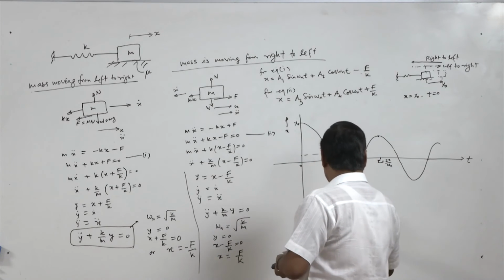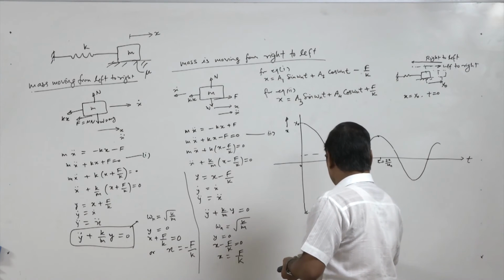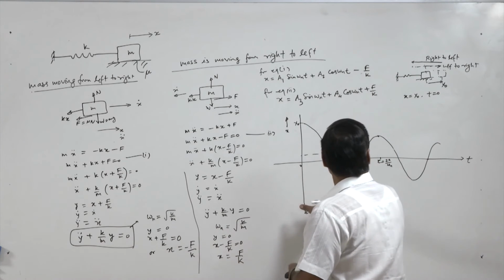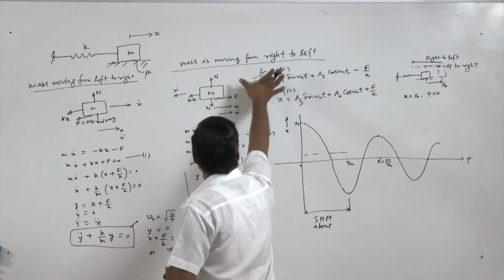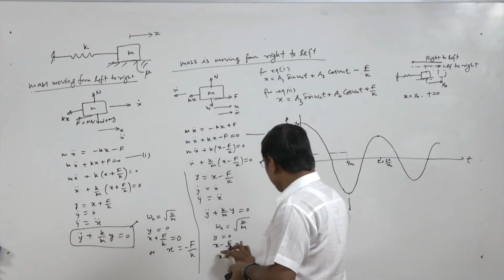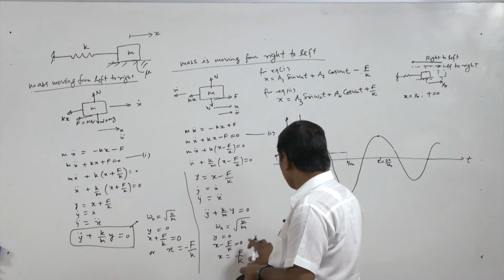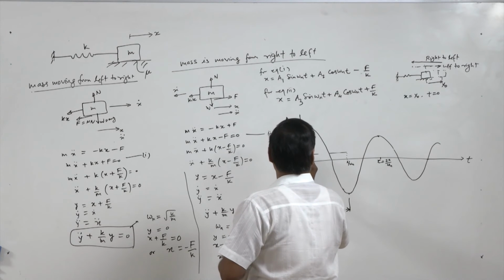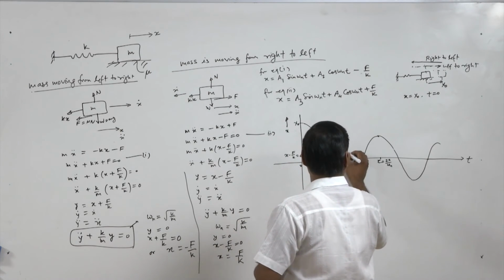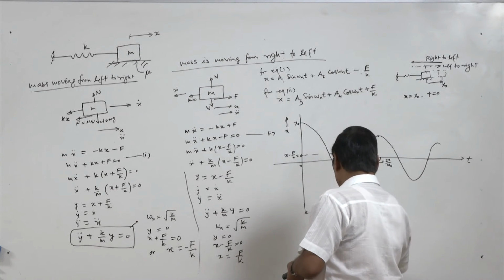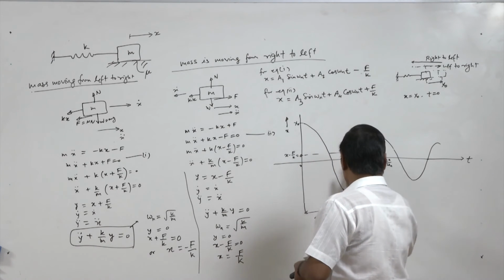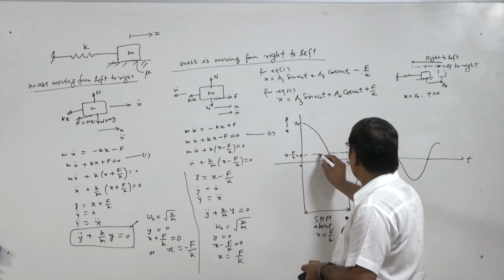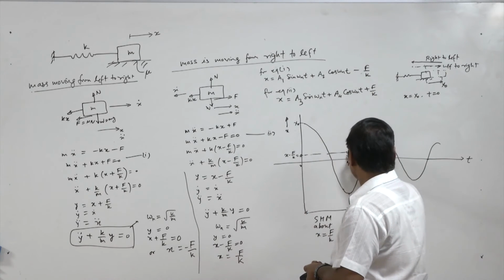In this half cycle the system is doing SHM, because in this part it is moving right to left. So here we have the equation for right to left, and it is moving about x equal to f by k, or x minus f by k equal to 0. So this is the x minus f by k equal to 0 line. This is the line for this cycle, so SHM about x equal to f by k. In this half cycle it will vibrate about this axis.